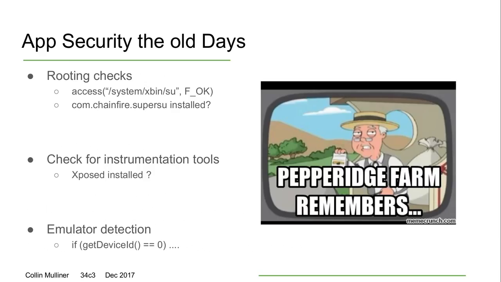So if you look at app security in the old days, what did you have? There were basic rooting checks, so apps would implement something like, does the system xbin su exist? So they were just checking, hey, did somebody root the device and install su? And if that was true, they would just say, yeah, your device is likely rooted, this app is not going to work. And the same with apps, they would check if a specific package is present, or they would check if Xposed is installed, and maybe they'd try to detect emulators by just seeing what getDeviceId returns. And if it returns zero, it's often an emulator.